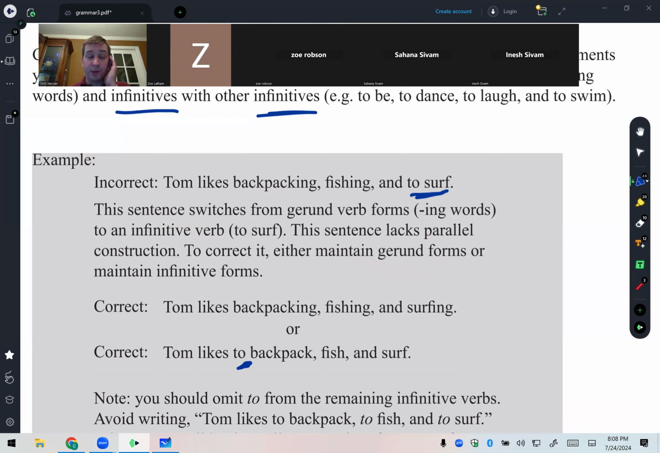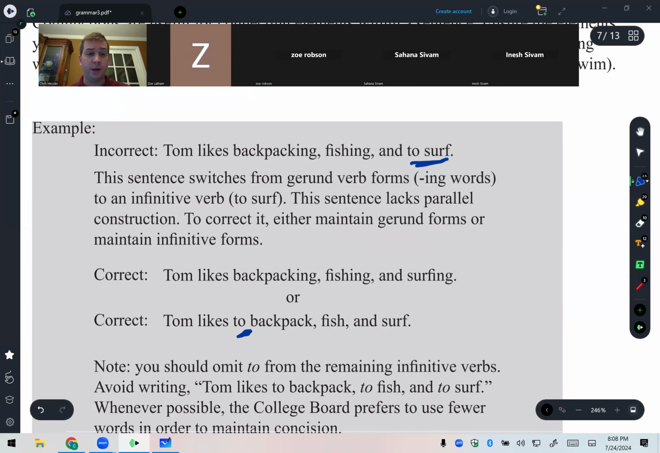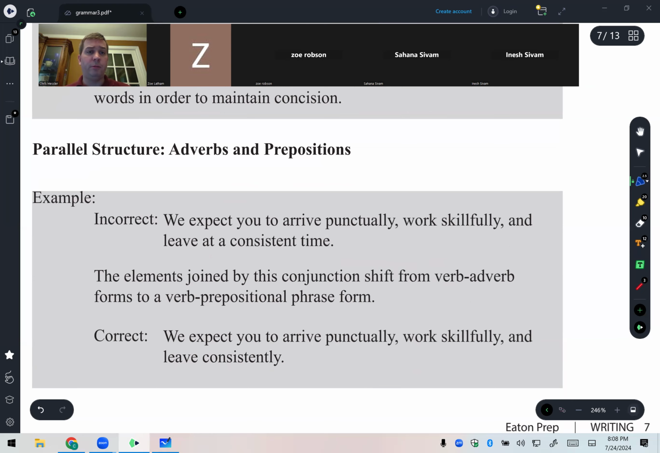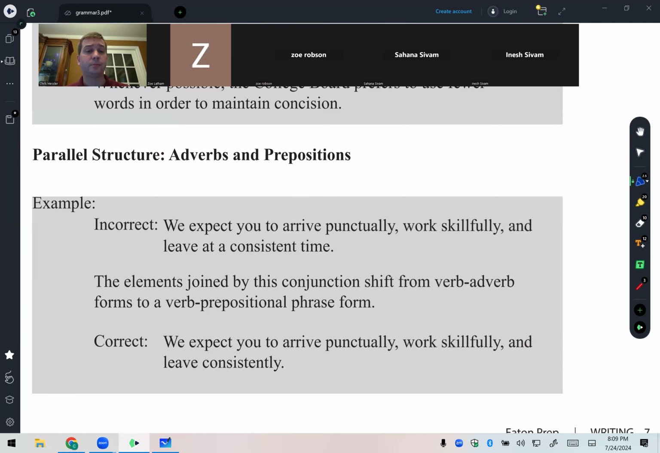I'll give you another example just because this one kind of just occurred to me. To be or not being, that is the question. You see how strange it sounds when we don't maintain verb form? So to be or not to be. I'm just going to stick with the infinitive form, and it sounds so much better. All right, next thing. We like to have parallel structure when we have adverbs and prepositions.